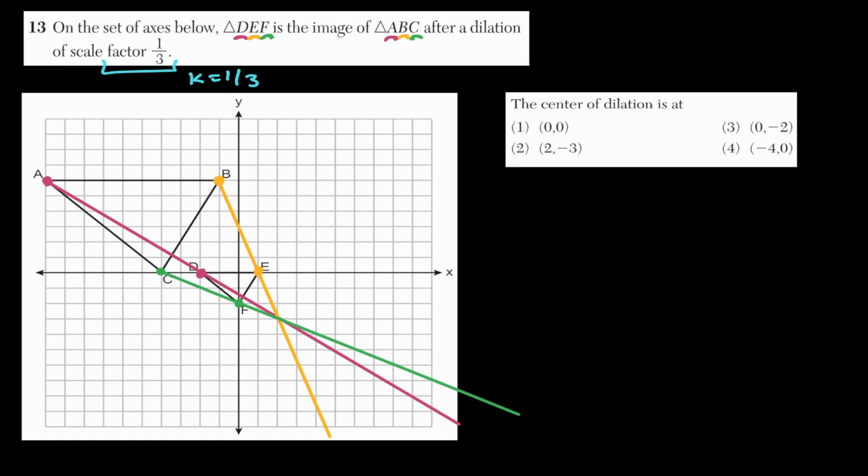And notice that all lines are intersecting at this location, at the location of (2, -3). Well, that is where we're going to find our center of dilation, which is option number 2.